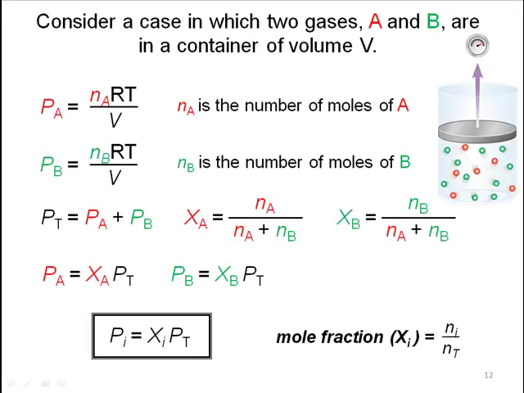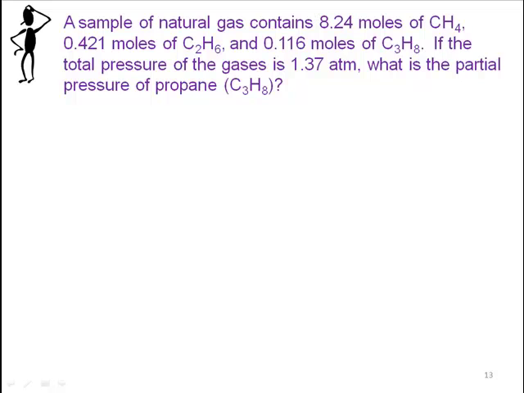So to use this information here, if you remember this equation here, let's see if we can apply Dalton's law to a particular problem. So we've got a sample of natural gas. Contains 8.24 moles of methane, 0.421 moles of C2H6. What is C2H6 going to be? 2 carbons? Very good. And if it's all single bonds, it would be ethane. We would know that by the number of hydrogens. So, we got 0.116 moles of propane.